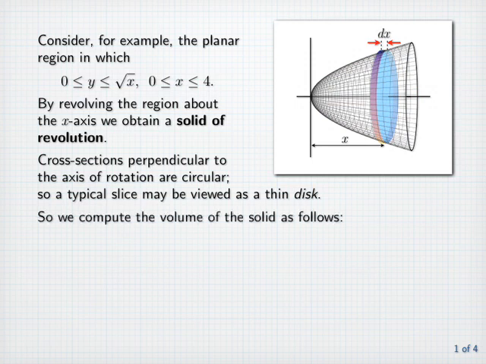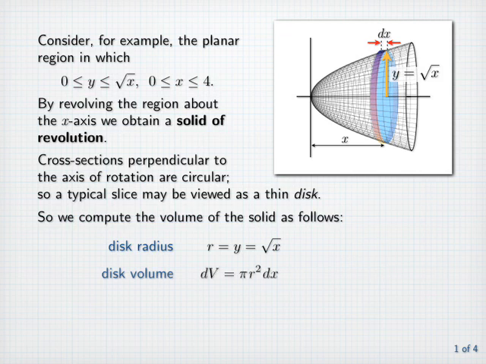To write the disk volume dV, we first need the disk radius. This is simply the y-coordinate on the curve, which is the square root of x. So the disk volume is pi times the radius squared dx, or pi times the square of the square root of x times dx, which is simply pi x dx. So the volume of the solid is the integral from 0 to 4 of pi x dx.